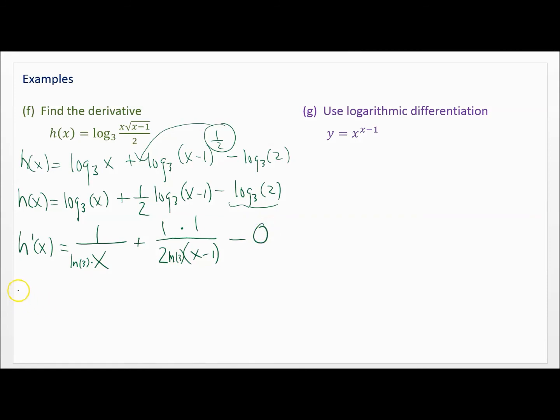So let's make this look a little more attractive. I got h prime of x is equal to 1 over natural log of 3 times x. And again, that 3 could or could not be in parentheses.